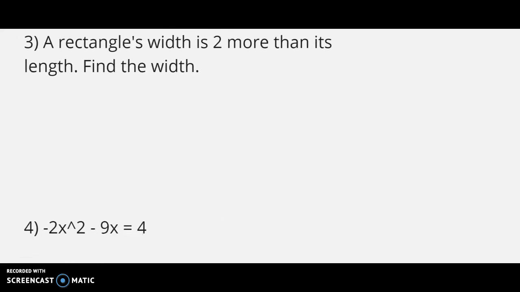Number 3, okay, so we have a rectangle, and the width is 2 more than the length. Here's a picture of a rectangle, with length and width. Normally we do L and W, but instead of W, it says the width is 2 more than the length, 2 plus L. So instead of W, we'll use the expression 2 plus L. They also say, in this particular problem, the area is 63 square inches.